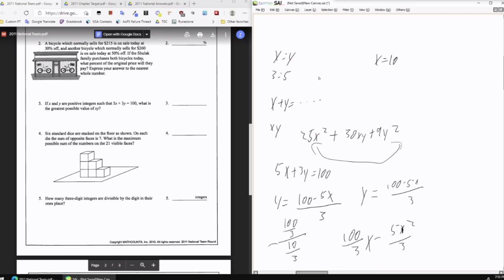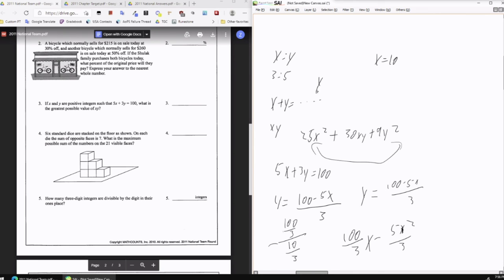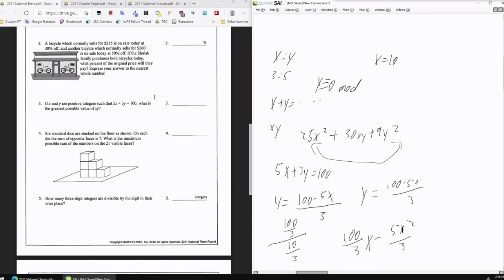But I guess you just keep going where we were. If we look at the question, 5x plus 3 times something equals 100. So y has to be divisible by 5. Y has to be 0 mod 5, because 5x is definitely going to be divisible by 5. So for them to add up to 100, 3y would also have to be divisible by 5. So that limits how big our y can be by a lot.